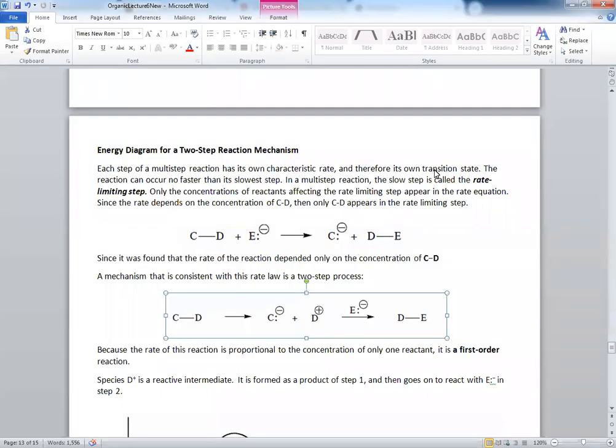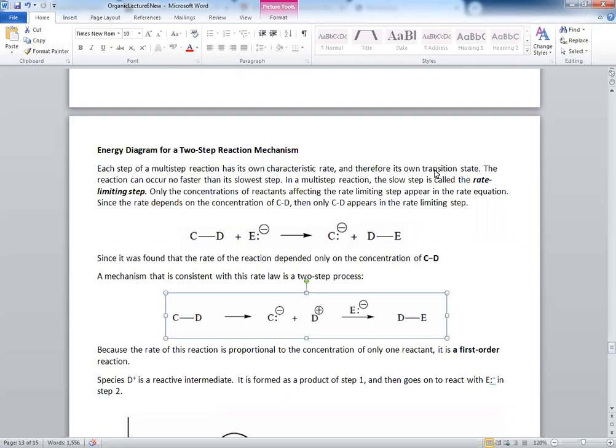Now, how do we look at the energy diagram? How do we even draw an energy diagram if you have a two-step reaction mechanism? So we talked about one, now we're talking about two. You can have three, of course, and four, etc., but generally we examine a two-step mechanism.